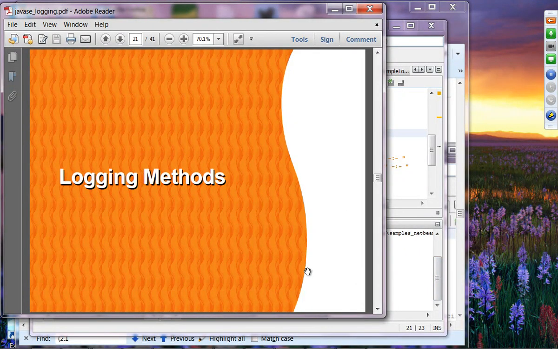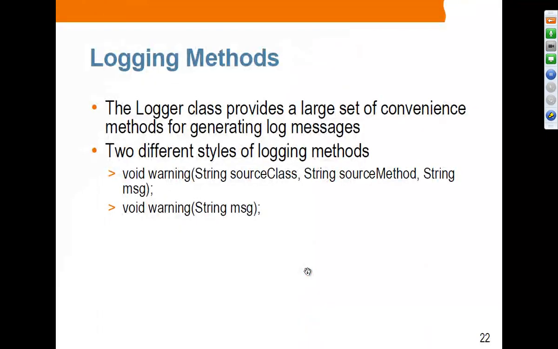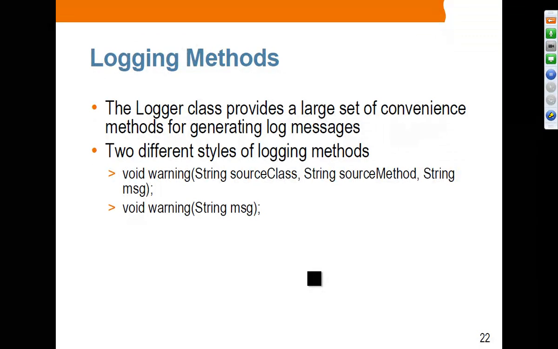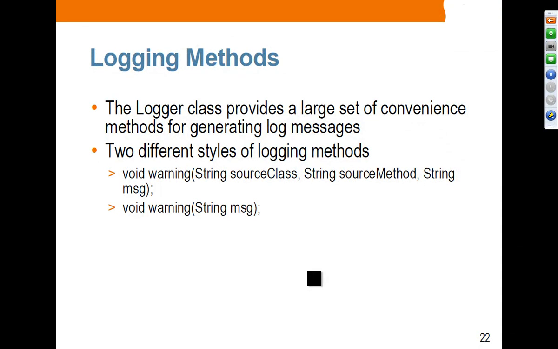Logging methods. We have seen examples of logging methods already, so you are able to use these two different styles of logging methods. This one is a bit more complete: the method warning with string source class, source method, and string message, or you can just specify the message.